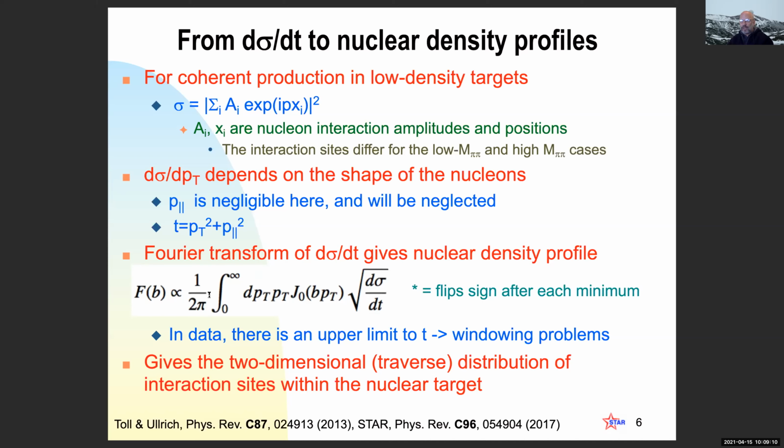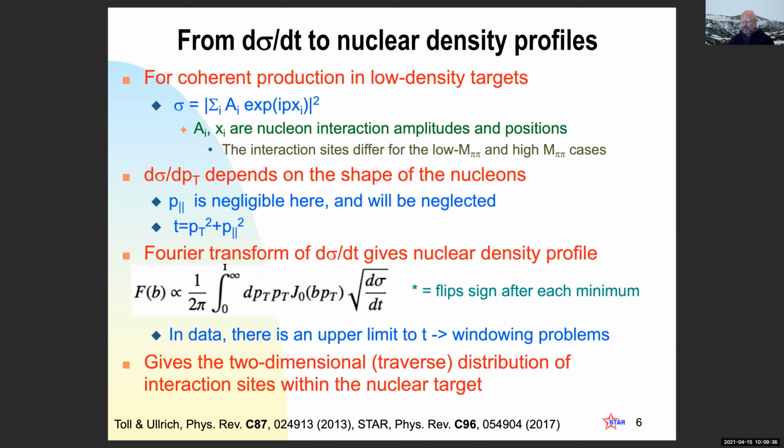And then, more mathematically sophisticated, this F of b goes as the Fourier transform of the square root of dσ/dt. It's the square root because you're transforming the amplitude, not the cross section. There's this ambiguity of which is the correct sign to use for dσ/dt. To handle that, you flip the sign of dσ/dt after going through each diffractive minimum. It's a 2D Fourier transform, so there's a Bessel function here.